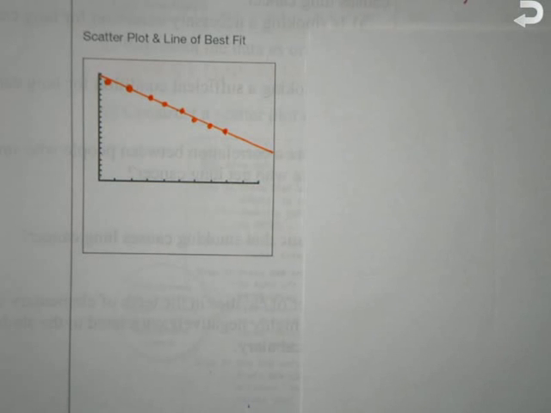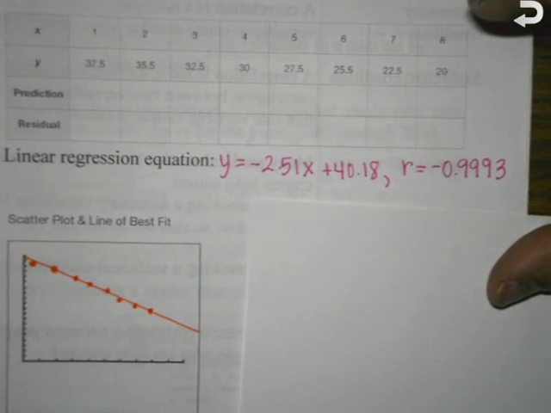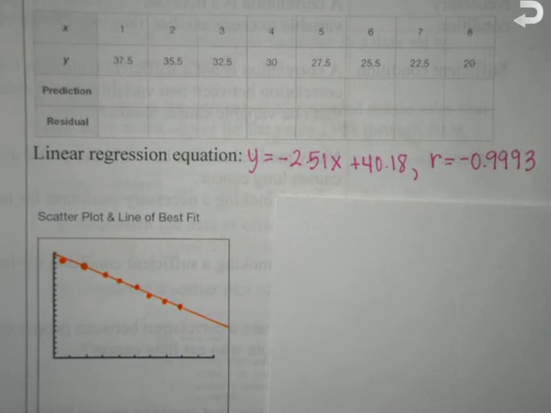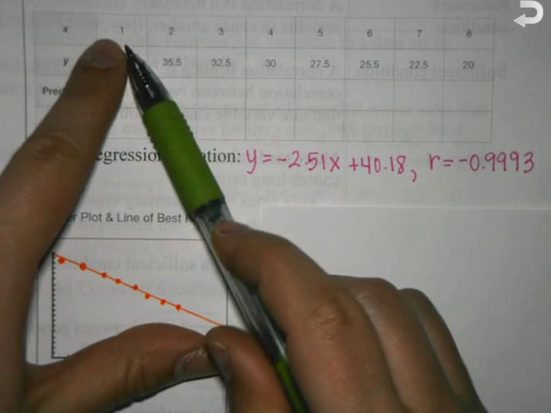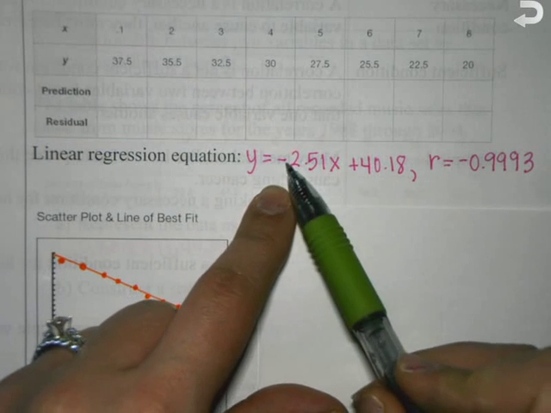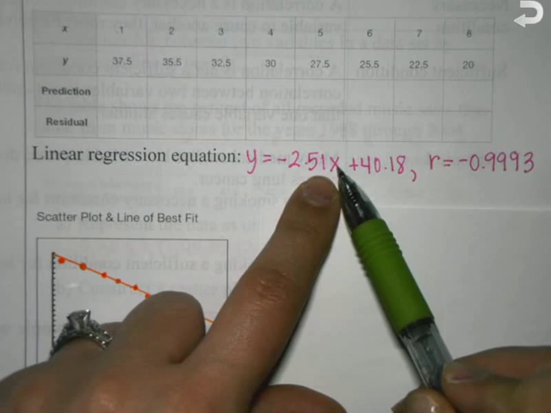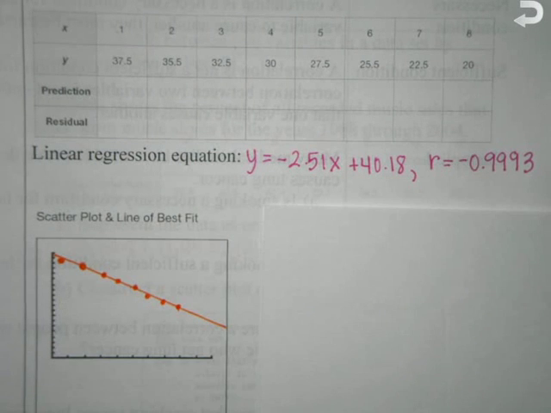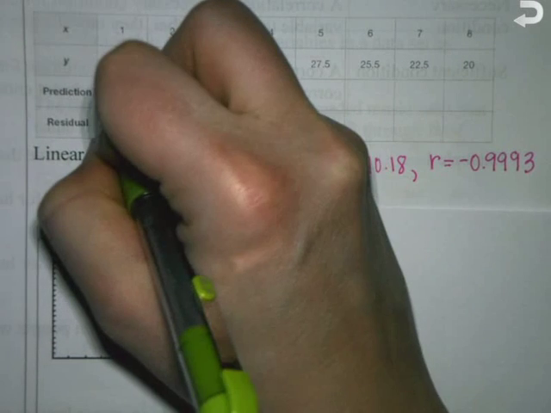Okay, so here's the next part. The last part wants us to construct the residual plot, but we can't yet, because for the residual plot we have to subtract the predicted value from the actual value. So that's what we have to do now: fill out our chart. You might need a calculator. I will do the first one with you. Our first x is 1, so we plug that in for x here. That's negative 2.51 times 1 plus 40.18, which gives us a predicted value of 37.67.